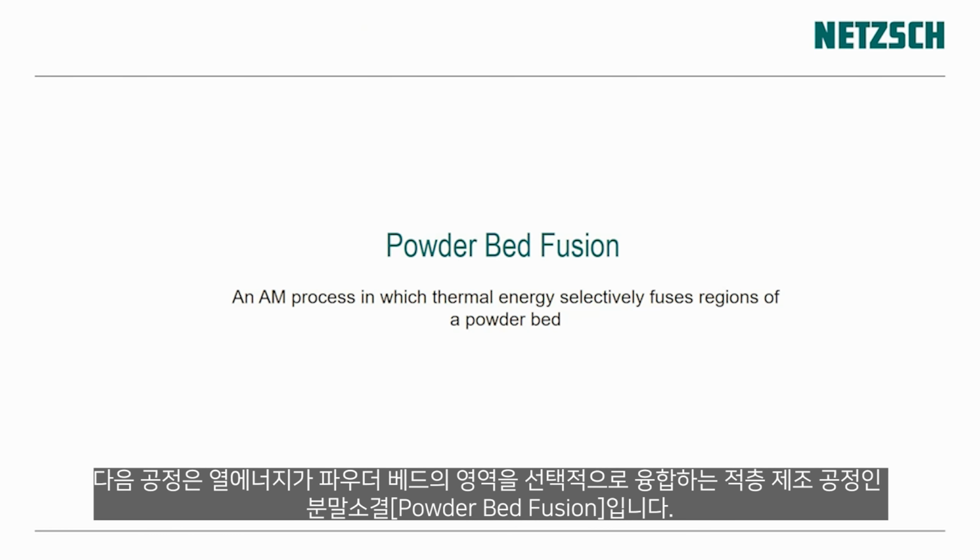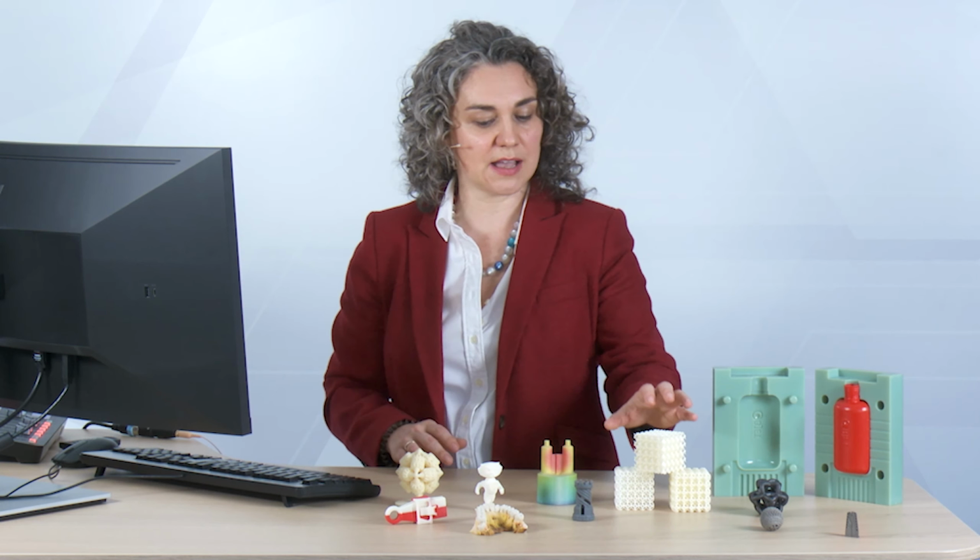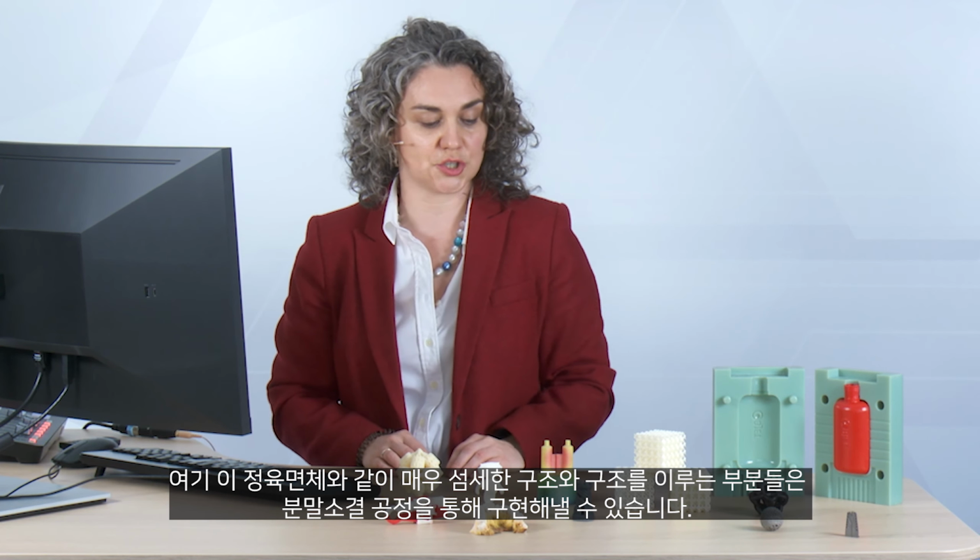The next process is powder bed fusion. That's an additive manufacturing process in which thermal energy selectively fuses regions of a polymer powder bed. I have a couple of examples here. I want to point out these cubes, very delicate structures and structural parts.